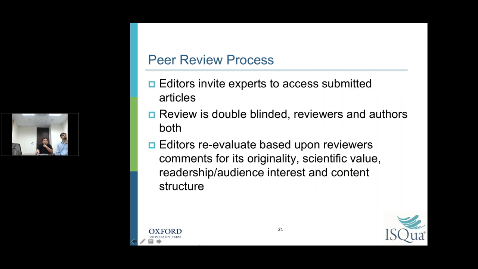So the peer review process is that the review is double blind. The reviewers would not know who wrote the manuscript, and who are the teams of the researchers, in order to get an unbiased view of the paper. So the credit is all based on the paper and the research itself. The author also would not know who the reviewers are unless the reviewer chooses to reveal their own identity. And the editors would reevaluate based upon reviewers' comments for its originality, scientific value, readership, audience interest, and content structure.